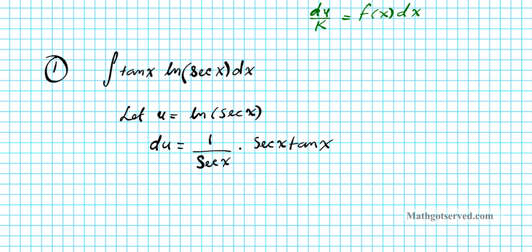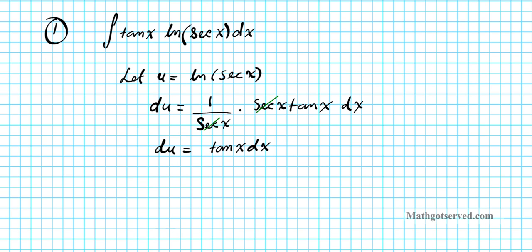Okay, and check this out. You see the secants divide out. So it turns out that du is pretty much tan x dx, which is identical to the other function that we have here, tan x dx. So this is the appropriate du to be selected for this problem. Okay. All right, so let's go ahead and apply the u substitution. So it's going to be the antiderivative. Natural logarithm of secant x will be written as u, and then tan x dx we can replace with du.